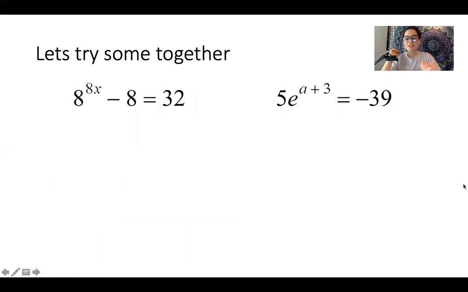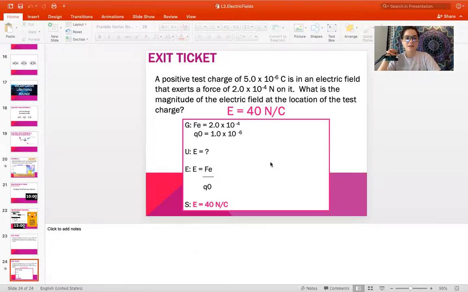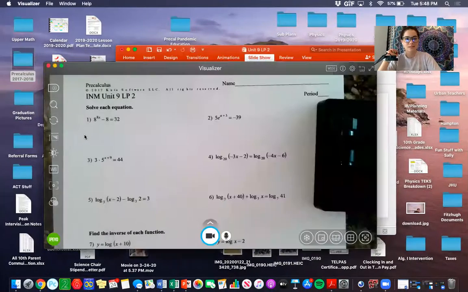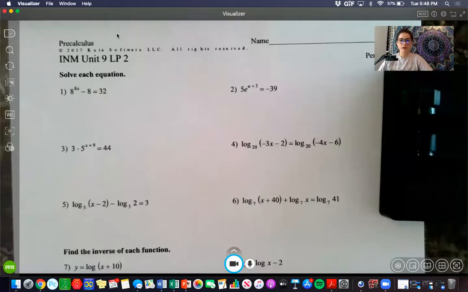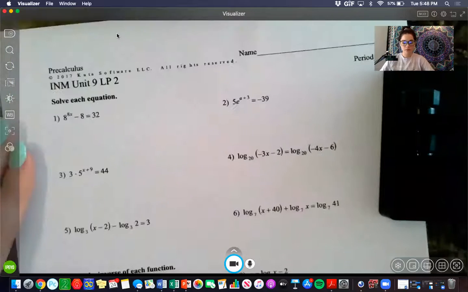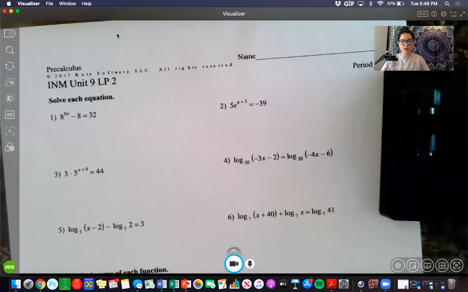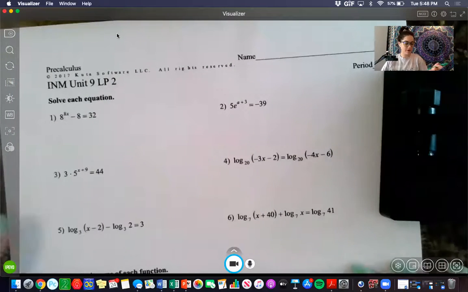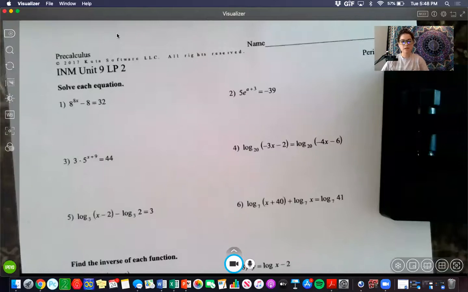All right, we're actually going to try these problems together. Let me get my document camera up and moving. Okay, here we go. So, our first problem, we are going, again, to solve for x with this equation. So, I'm going to do all the little steps.